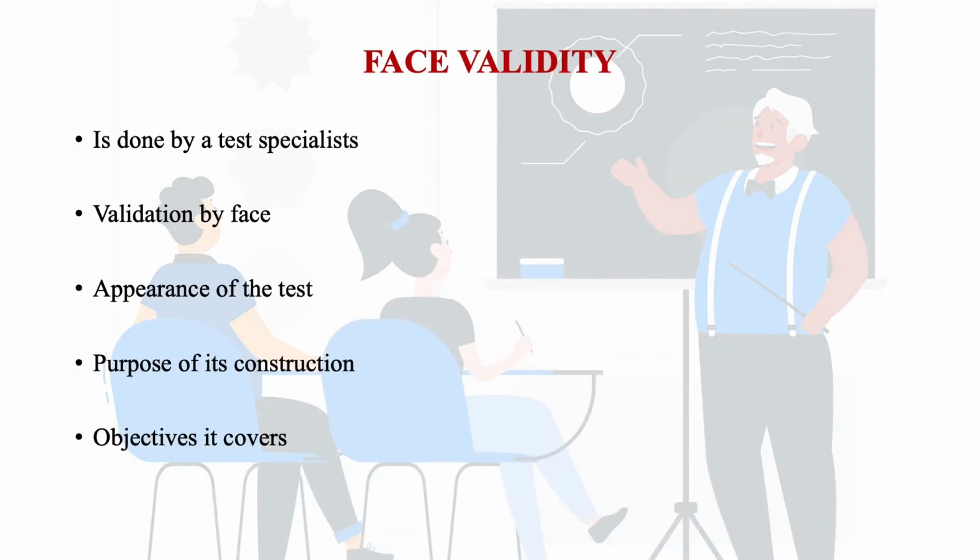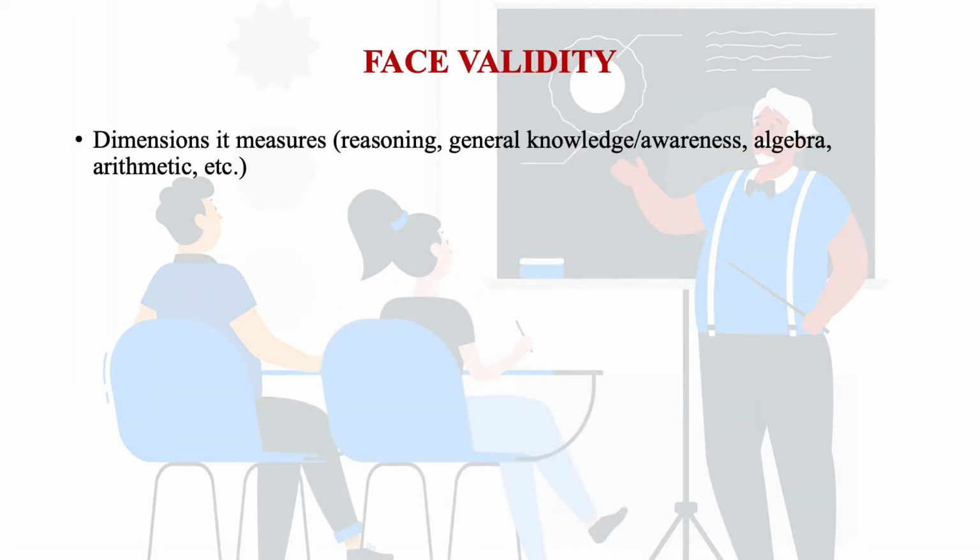And the objectives it covers. What are the different objectives of the test, and whether the items are constructed as per the objectives or not. And further, every test or every tool has certain dimensions. So what are the different dimensions it measures?